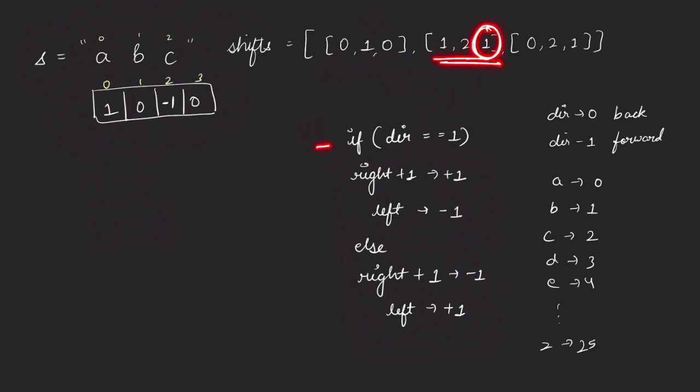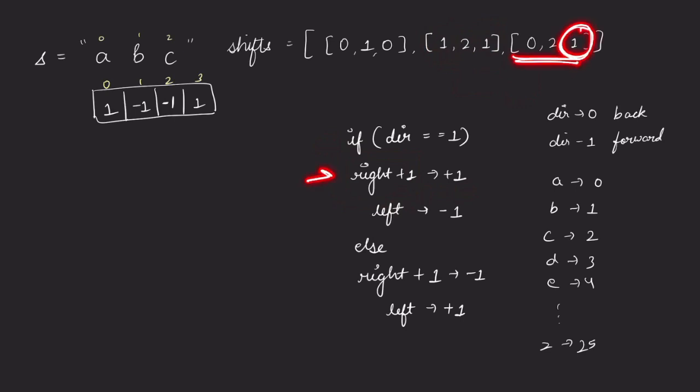So here the direction is 1, so we'll go here. At right plus 1, which will be 2 plus 1, that is 3, we will add a plus 1. So this will become 1. Then at left, that is 1, we will add a minus 1, so this will become minus 1. Then we'll move to the next query.